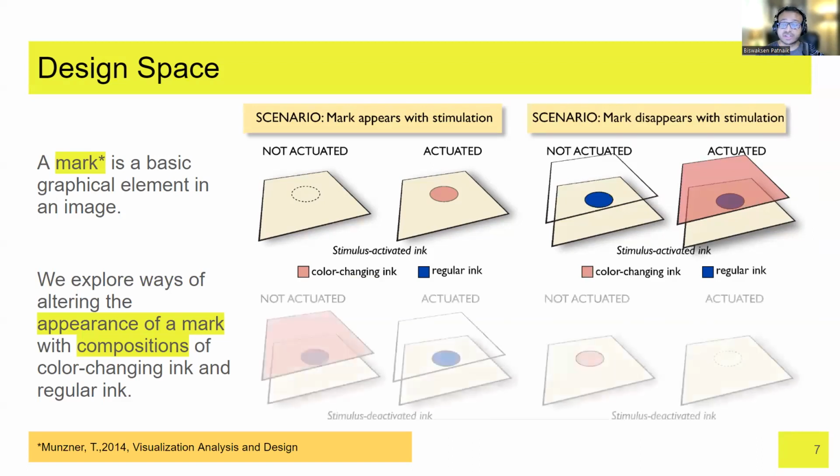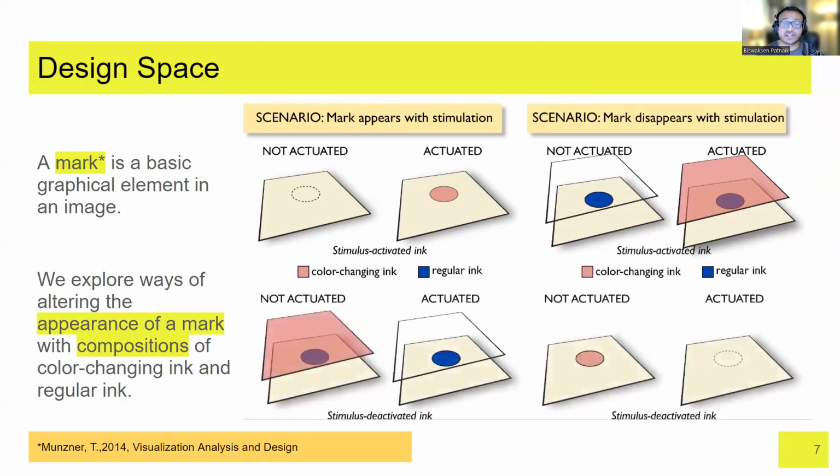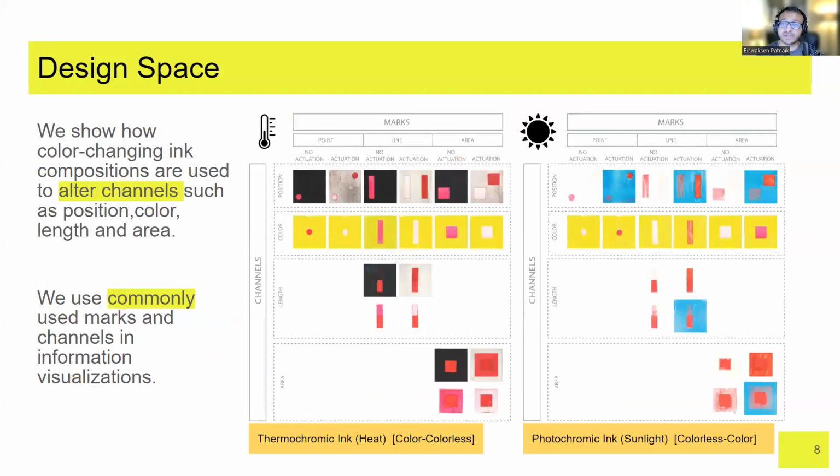We can have similar scenarios for stimulus-deactivated ink, such as a thermochromic ink that changes from color to colorless upon stimulation. Now we have explained all the scenarios with different kinds of ink, stimulus-activated as well as stimulus-deactivated ink, in scenarios such as appearance of a mark with stimulation and disappearance of a mark with stimulation. We show how color-changing ink compositions are used to alter channels, such as position, color, length, and area. We use commonly used marks and channels in information visualizations.